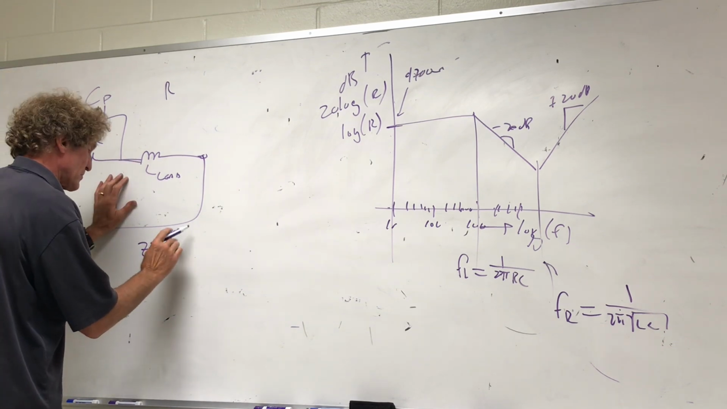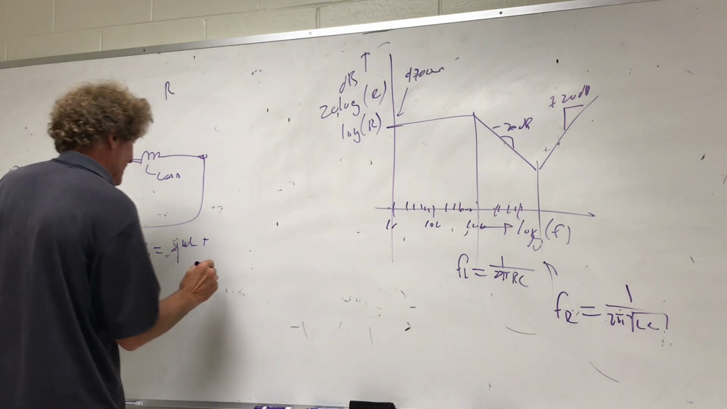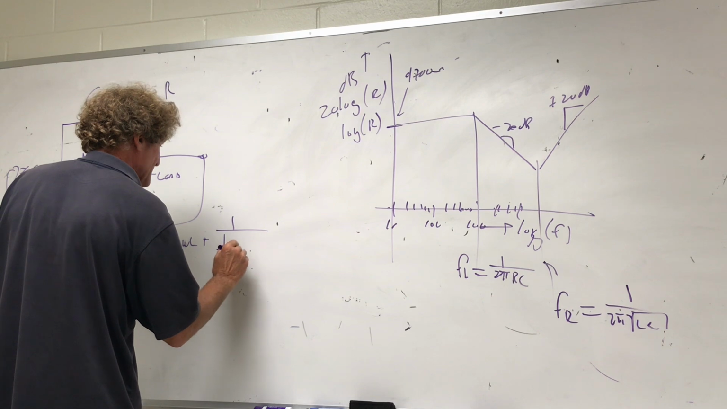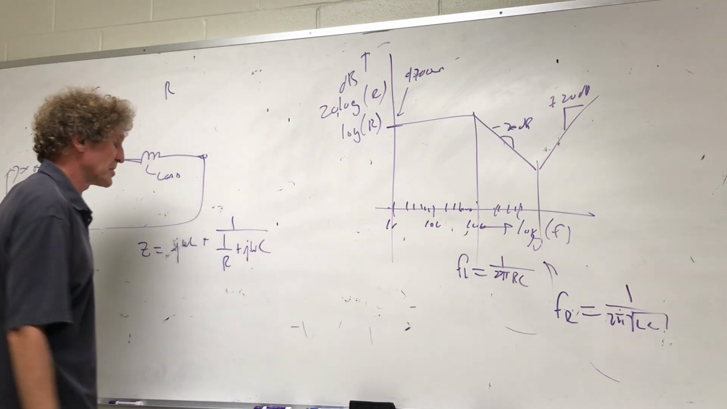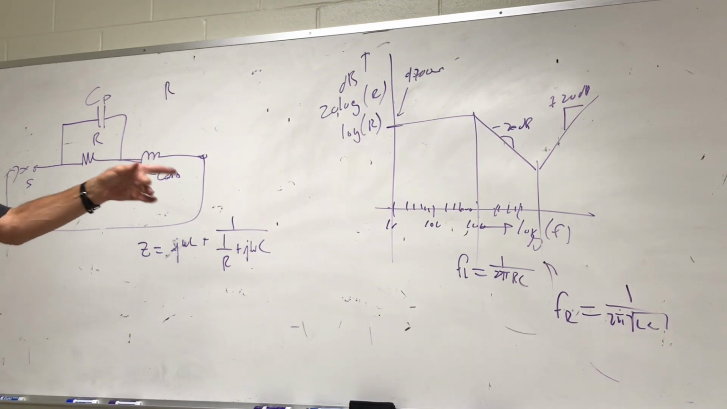If you want, you can get it by just writing the equation for this. You could say it's really J omega L plus, and then you got these two in parallel, so it's plus 1 over R plus J omega C. And you can go ahead and figure out where the poles and zeros are. Instead of omega, you put in 2 pi F. And you can do that. I'm just showing you that's the result, period.